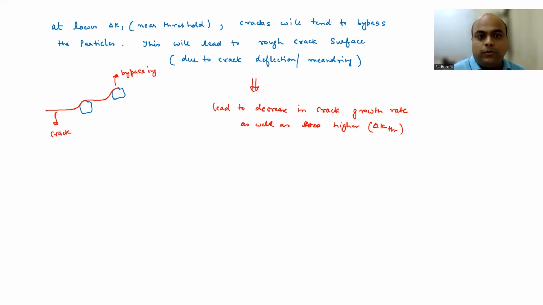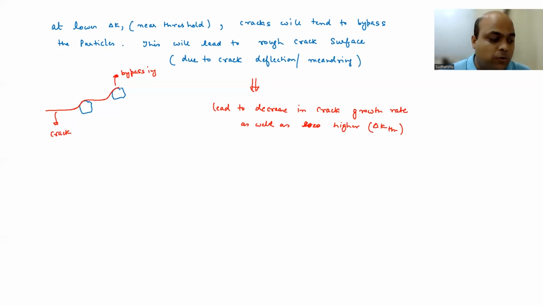Okay, so if you have monolithic, then you are not going to observe this crack deflection and meandering, right? So you are going to have higher crack growth rate as well as lower delta KTH. But in the MMCs, because of the deflection, you are going to observe lower crack growth rate and higher delta KTH, and the strength of this is going to increase as you increase the volume percentage of particles, right?